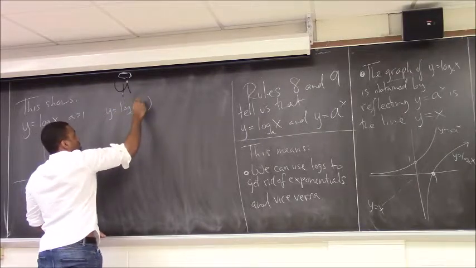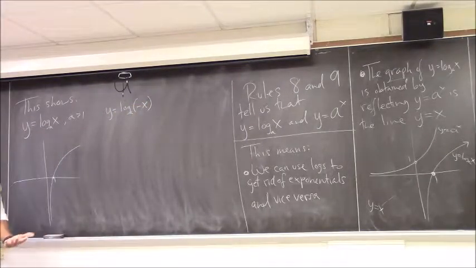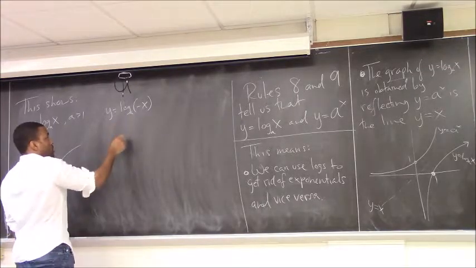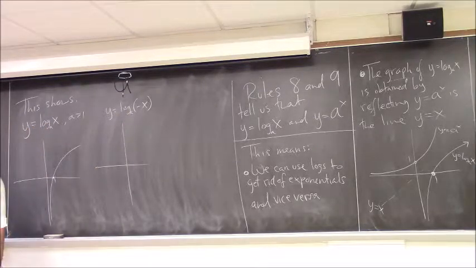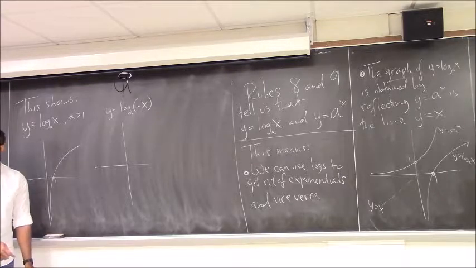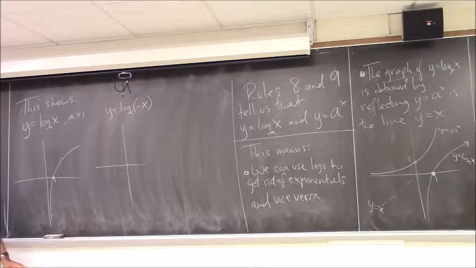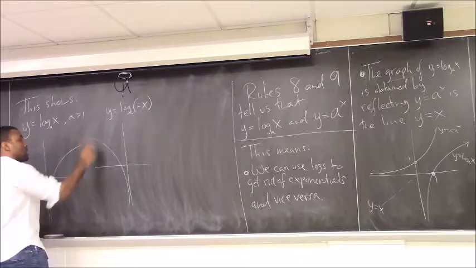But the thing is, log is just a function like any other function. It behaves the same way under transformations as any other function does. So if I put y equals log of minus x, what does it do when I replace all x with minus x? What would that graph look like? Does it flip over the y-axis? Flips over the y-axis. So the graph of that would look like this.